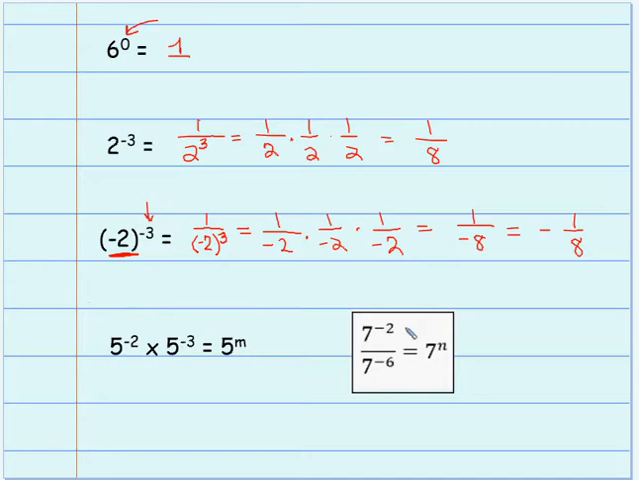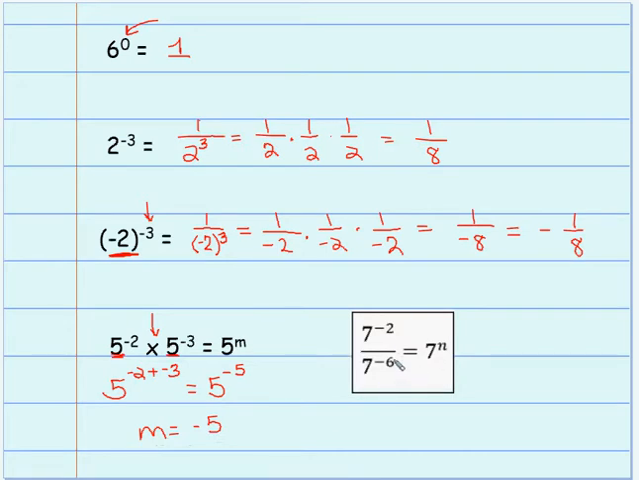Okay, these other two examples here are just using the laws of exponents that we already know with negative exponents. So if we have like bases, the 5's are the same, and we have multiplication, then what do we do with our exponents? Bases are the same and we're multiplying, so we'd add our exponents. So this would be 5 to the negative 2 plus negative 3 power, which is going to be 5 to the negative 5th power, so m equals negative 5.